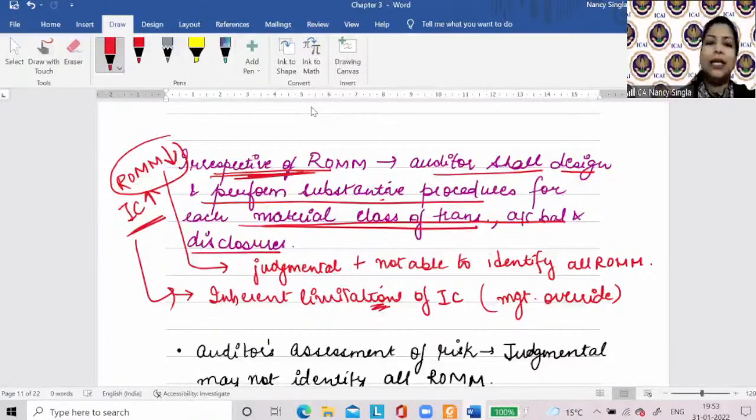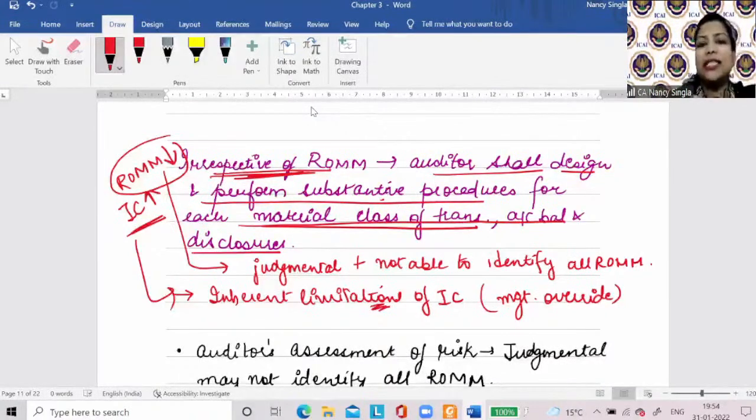Right? Why? Because even if ROMM is less, see, the assessment of risk of material misstatement is what? It is judgmental. Auditor has applied his professional judgment. Now, it might be possible that auditor is not able to identify all risk of material misstatement.